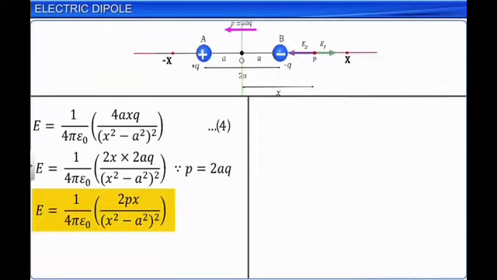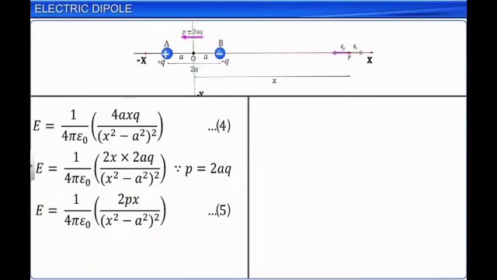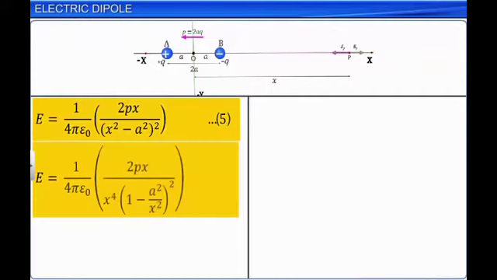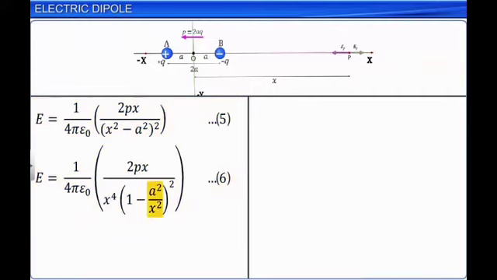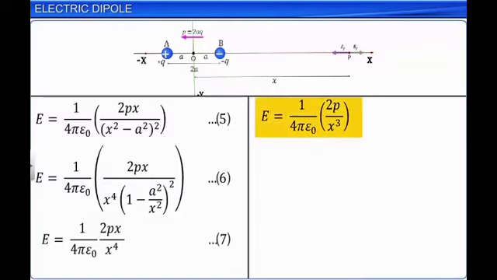When the point P is at a very large distance from the center O, then x is very large compared to a. Then, writing the expression 5 as in equation 6, and neglecting the term a square by x square for x which is very large as compared to a, and on further simplification, we get E equal to 1 by 4 pi epsilon naught 2px by x power 4. Let this be equation 7. This can be further simplified as E equal to 1 by 4 pi epsilon naught 2p by x cube. Let this be equation 8.